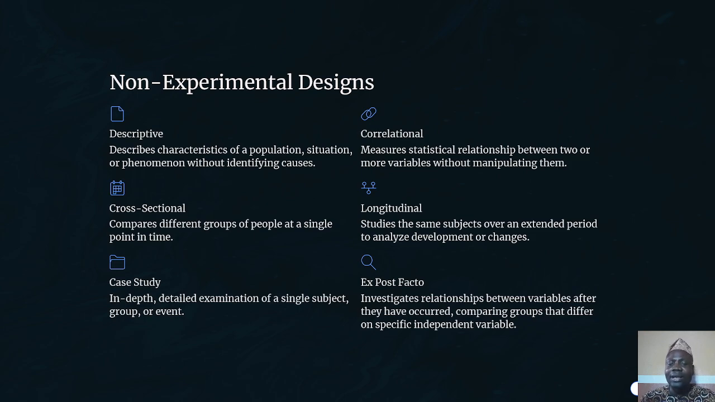We have correlational study, which measures statistical relationship between two or more variables without manipulating them. We have longitudinal study, whereby the same subjects are studied over an extended period of time, and development and changes are always analyzed. We have the ex post facto, which investigates relationships between variables after they have occurred. This is usually used in educational settings, comparing groups that differ on a specific independent variable.